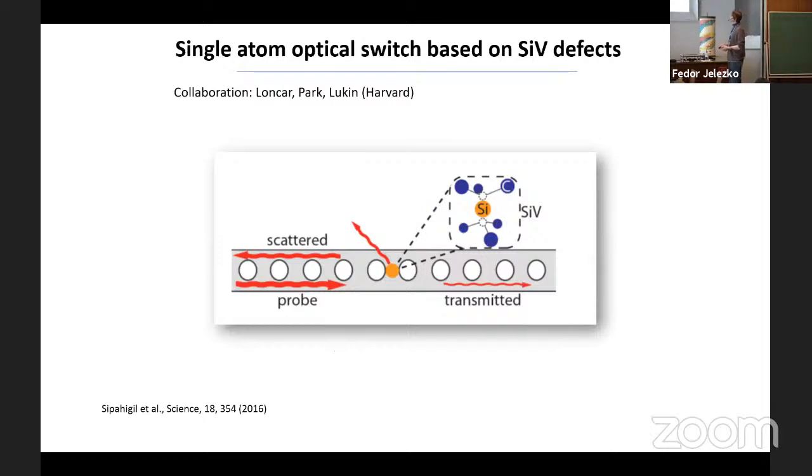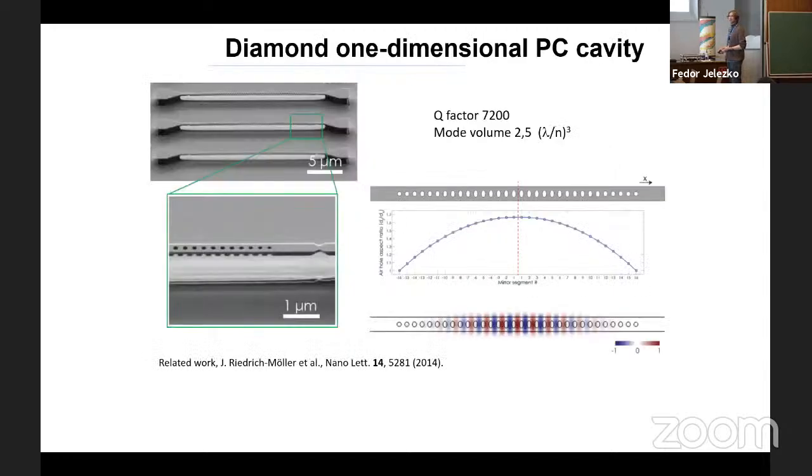And you can also insert them into waveguides and even into resonators. So this is an example of collaboration between teams at Loncar, Park and Lukin, where they created high Q photonic crystal cavities, where a single color center was inserted in the maximum of the field, and now the reflection of the resonator was modulated by the spin state of this silicon vacancy center.